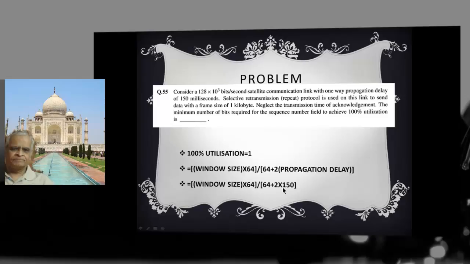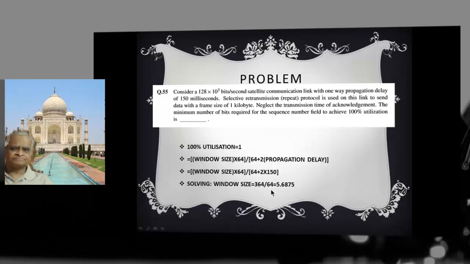Substitute that over here. We get 364 in the denominator, which is 64 plus twice the propagation delay, and 64 is the numerator. Solving it, window size on one side: 364 by 64 is 5.6875. That is the window size.